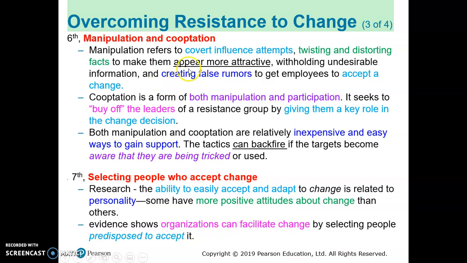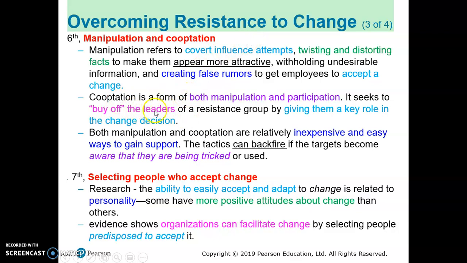And in doing manipulation, the managers or anyone can create false rumors to get employees to accept the change. They just do it even though it's not in a good way, not in an ethical way, but this is actually one of the ways that could overcome resistance to change.